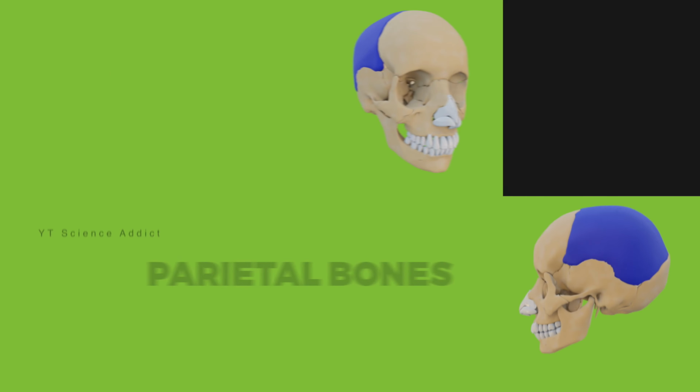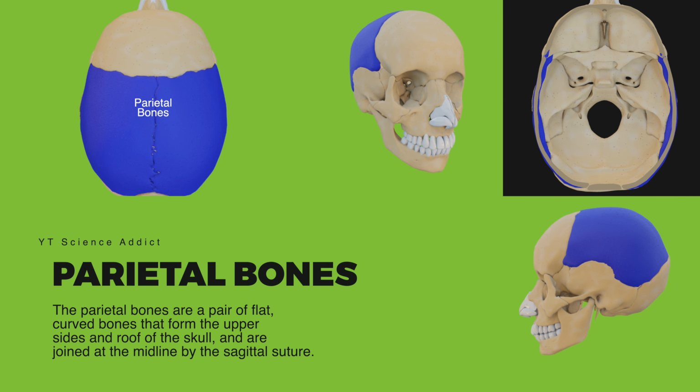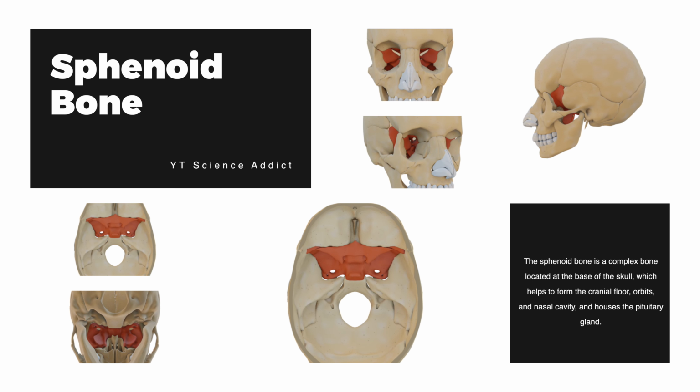The parietal bones are a pair of flat, curved bones that form the upper sides and roof of the skull and are joined at the midline by the sagittal suture. The sphenoid bone is a complex bone located at the base of the skull, which helps to form the cranial floor, orbits, and nasal cavity, and houses the pituitary gland.